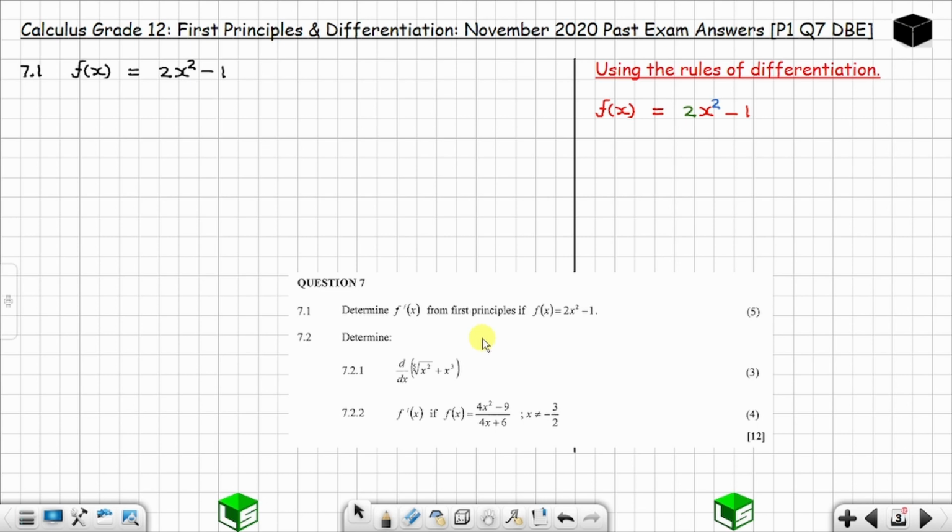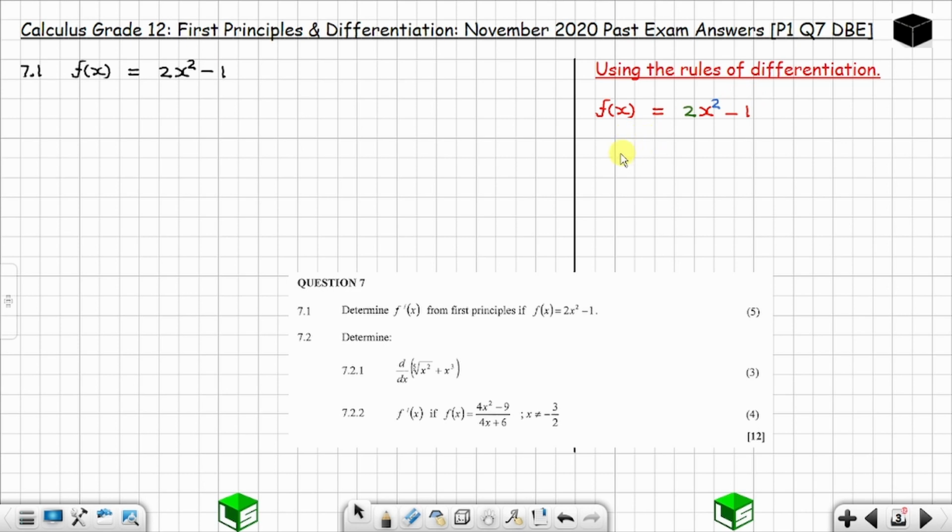You can use this in your exam. Just do it on a different piece of paper. Check what your answer will be in the end. But you have to follow what the question is asking you to do. The question is asking you to use the what? The first principles. For now, let's use the rules of differentiation to see what the answer will be in the end.